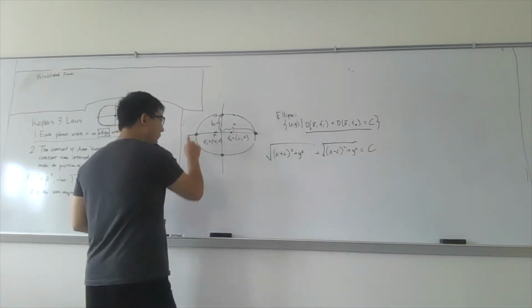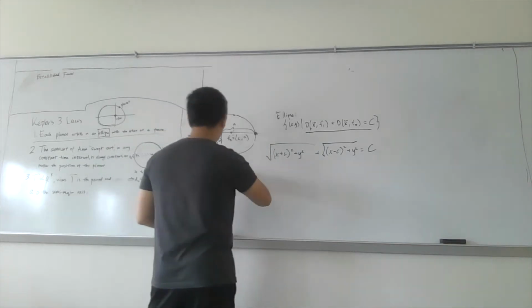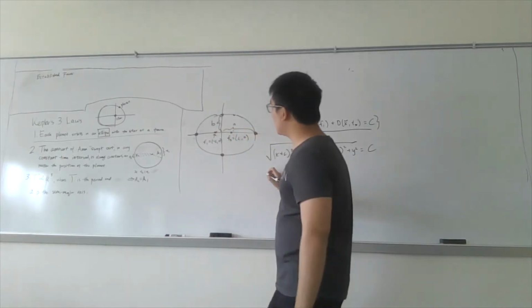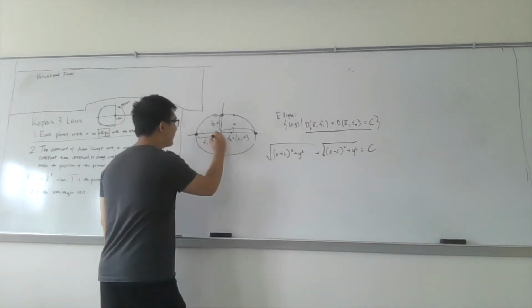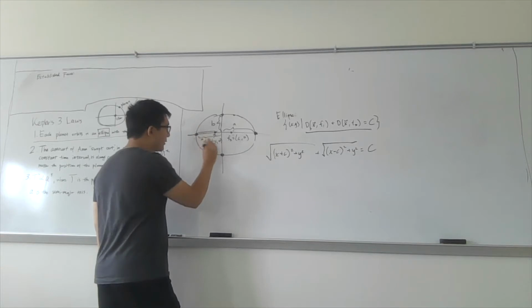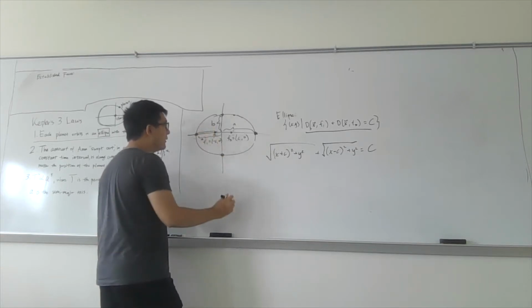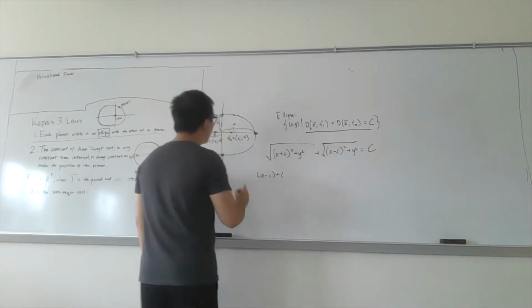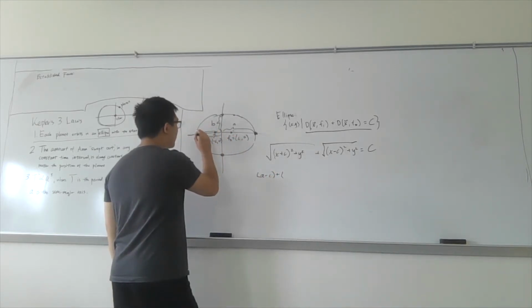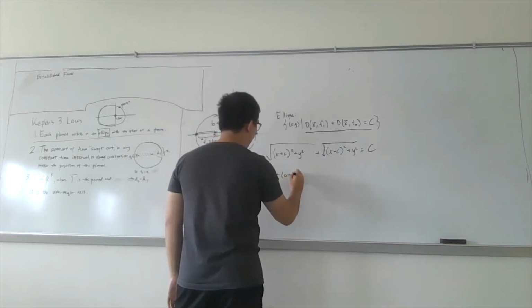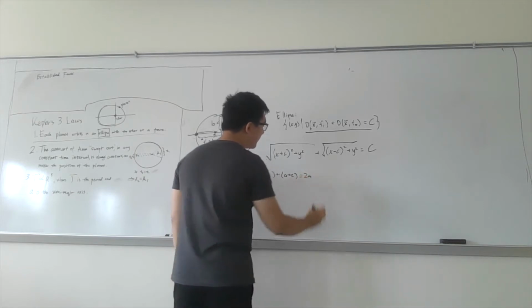So let's look at this point first. Let's apply our equation here. We get that, so as mentioned, this is a. So the distance between our point here and the left-hand focus is simply a minus c. And the distance between our point and the right-hand focus is a plus c. And this is simply 2a.